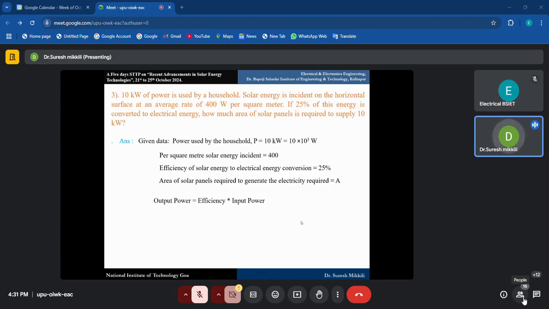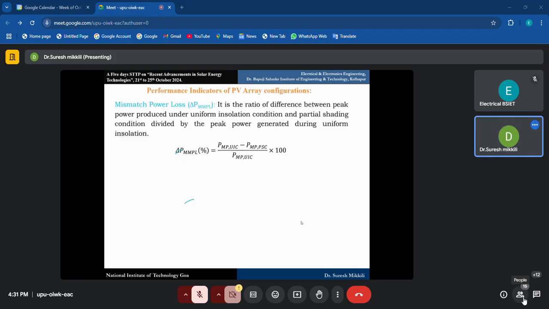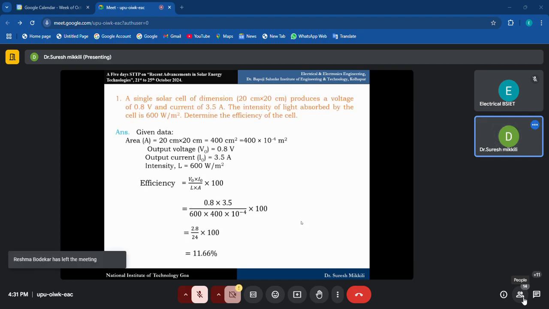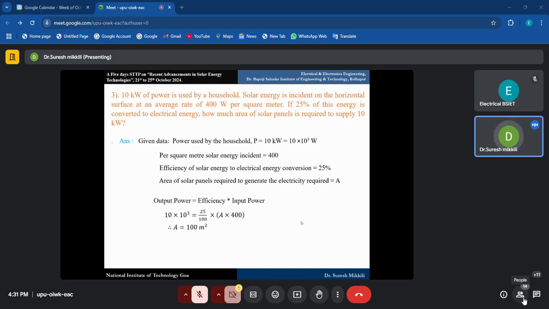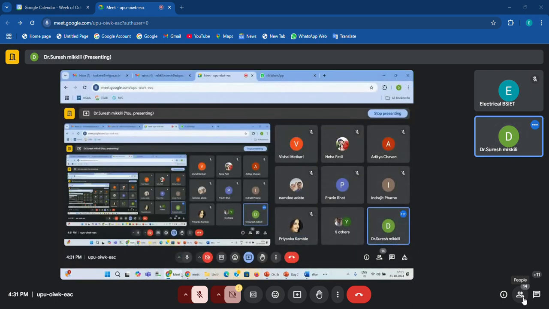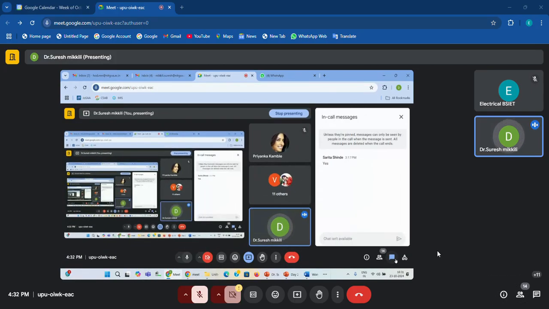You know that yesterday we solved this. What is input power? We have solved, no? How did you calculate? Efficiency is output power by input power. Input power is irradiance into A. The irradiance is given. Can you tell me that answer? Is anyone trying or not?